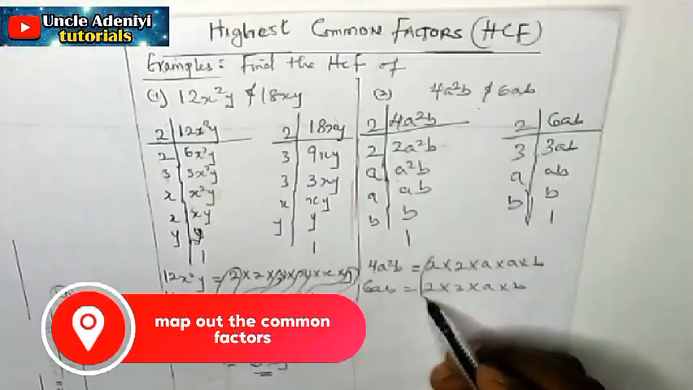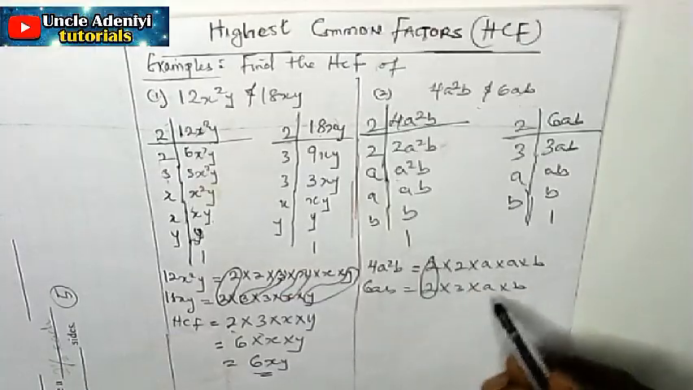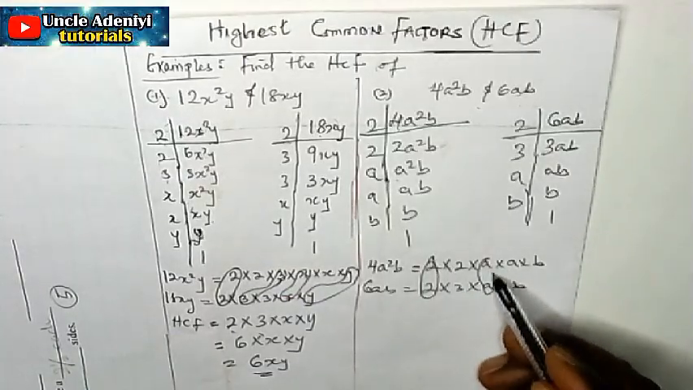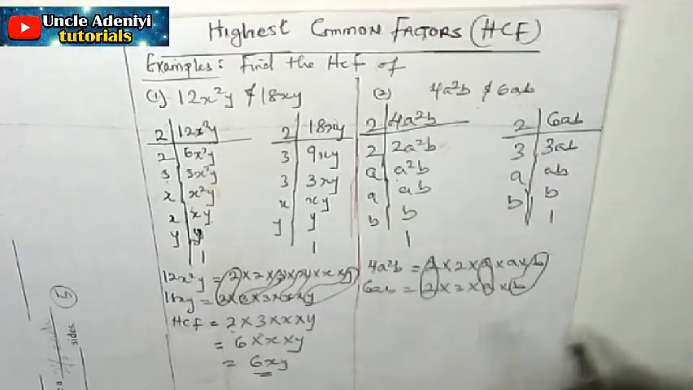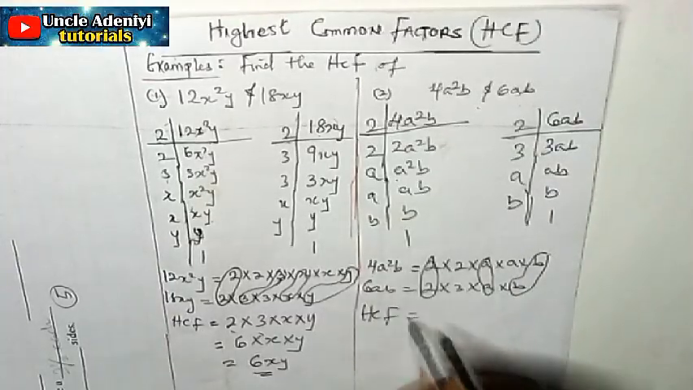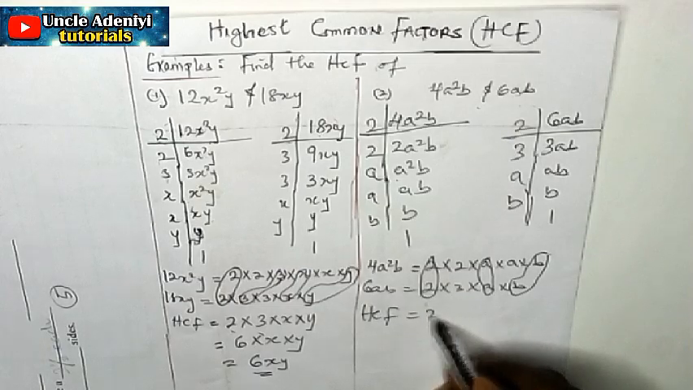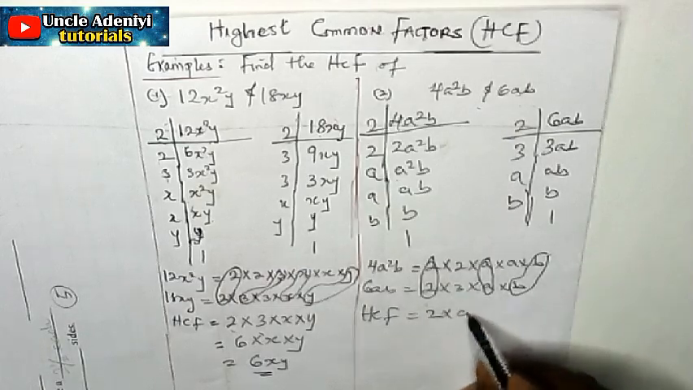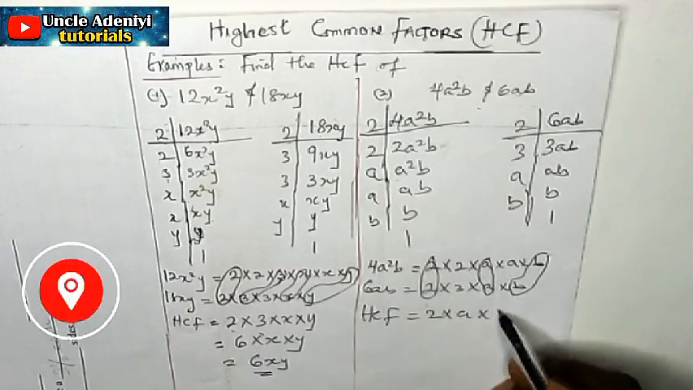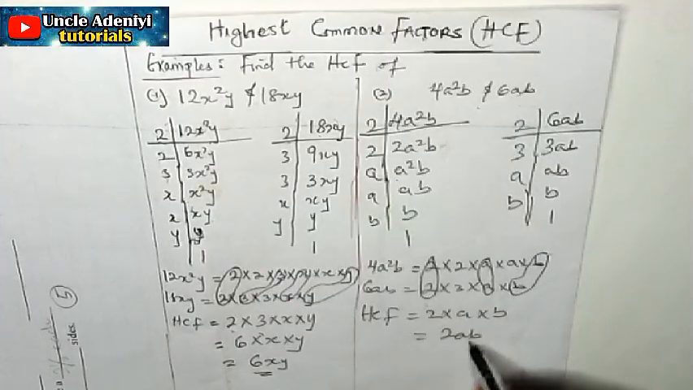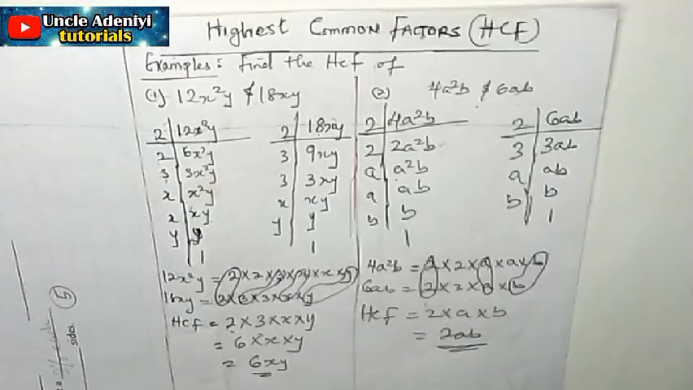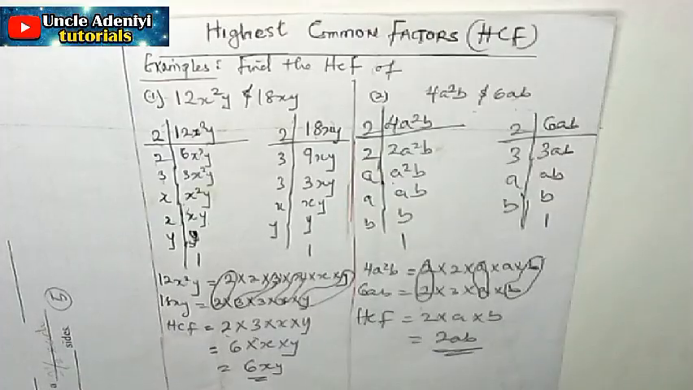2 is here, 2 is here. Yes. a is here and a is here, right? b is here, b is here. So these are the common factors. Therefore, HCF, you write 1, 2 times a times b. Do you understand? So 2ab. So that is it. Do you get it now? So it is very, very simple.